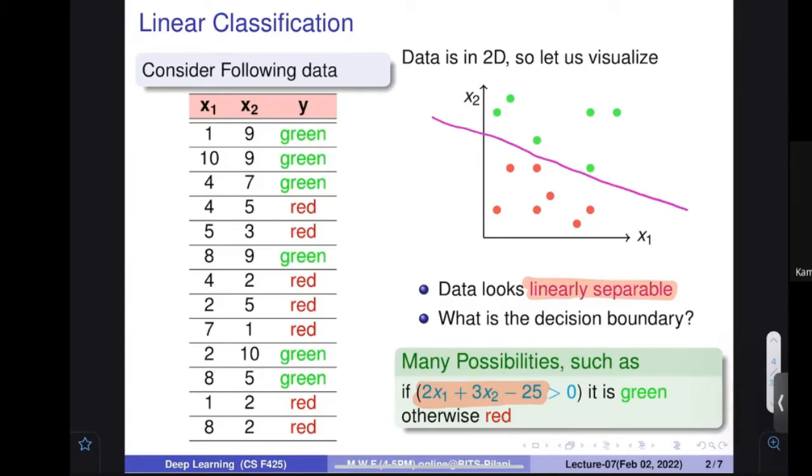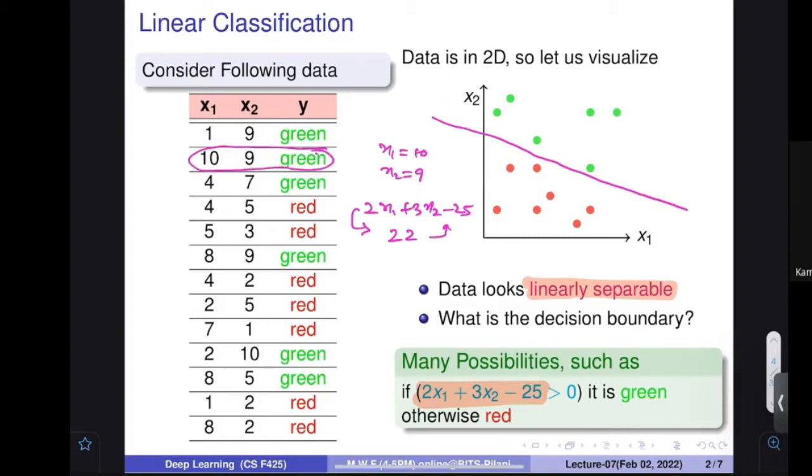Let's verify for one such example. Let's pick this particular one. Okay, 10 and 9. So x1 is equal to 10, x2 is equal to 9. We want the value of 2x1 plus 3x2 minus 25. Can anybody help me to find out this value? Can you compute? 22? Okay. So this value is 22. Since this value is greater than 0, I say that it is green. And you can see that here also it is green.